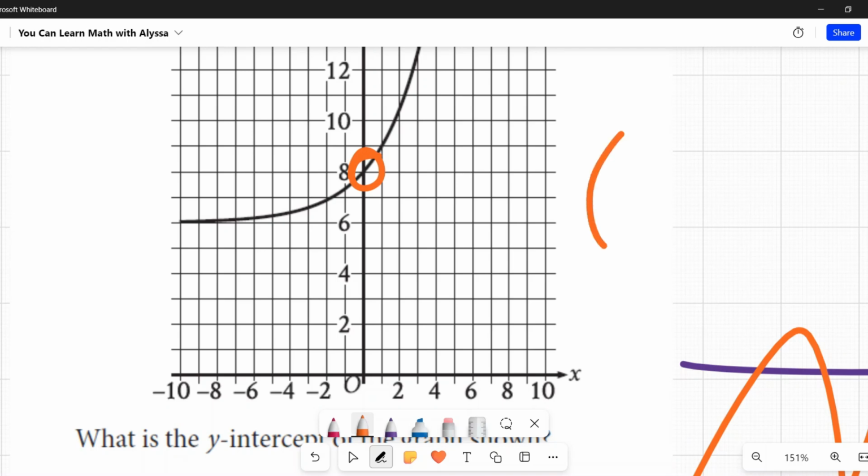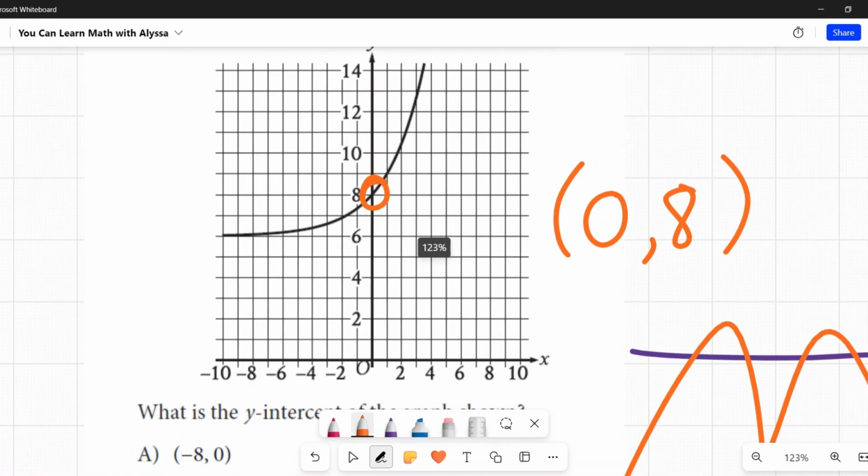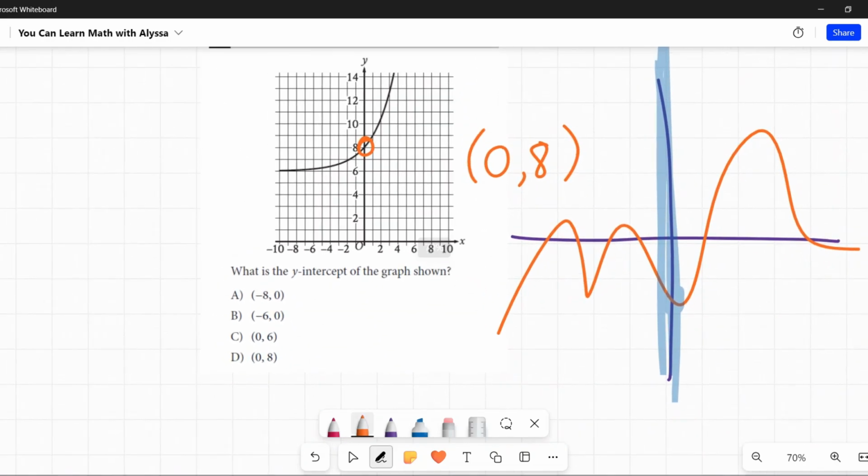X comes first and then y. So our x is 0. We're right here at 0. And then my y, there is 8. 0, 8. That's that point. So let's see which one is that. That is D, 0, 8. That is my y-intercept.